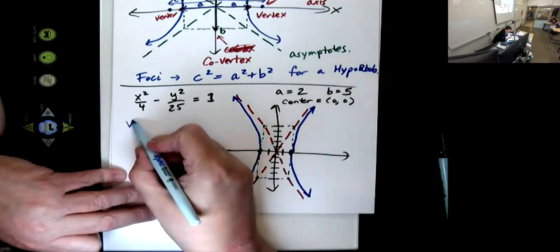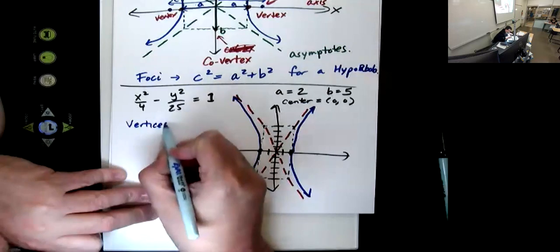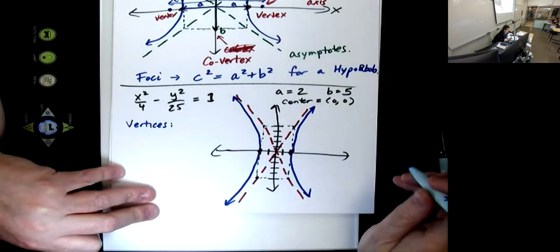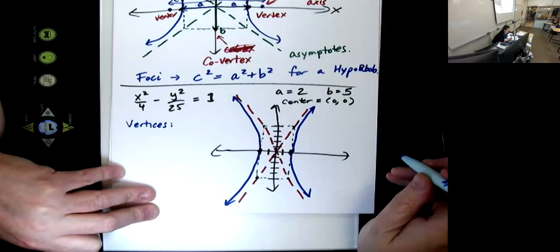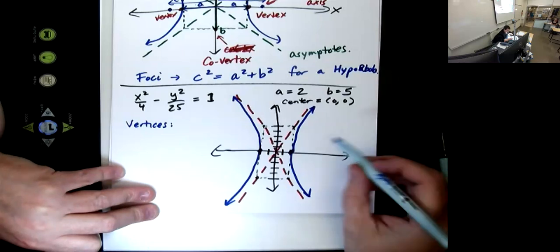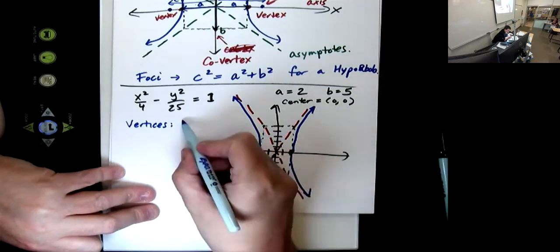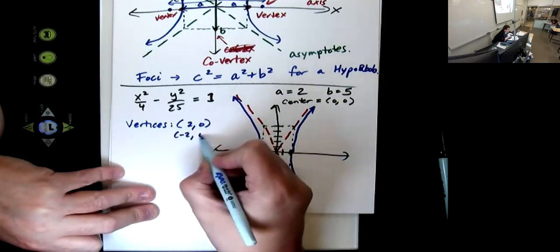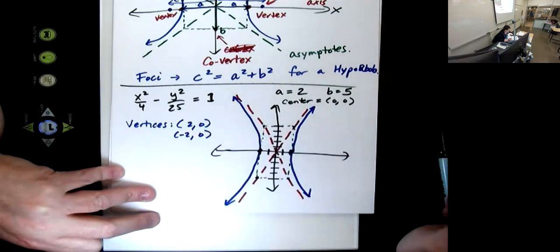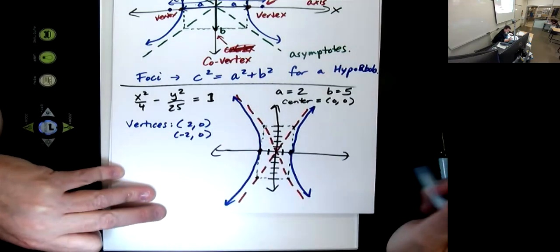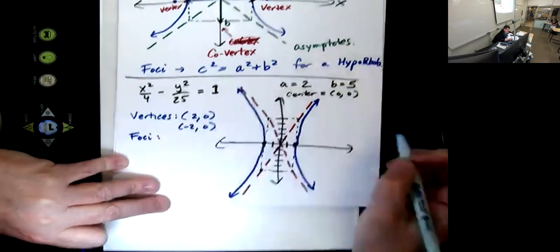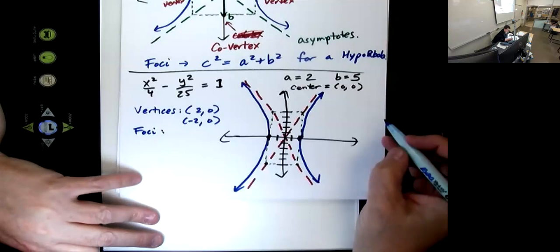So where are my vertices on this picture? Two. 2, 0 and negative 2, 0. I'm going to get points for them. Where are the foci? Well, we've got to find them.